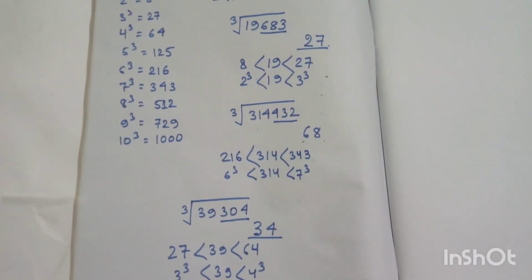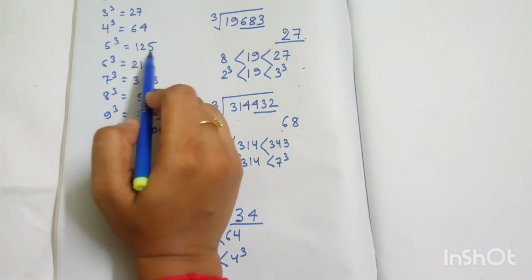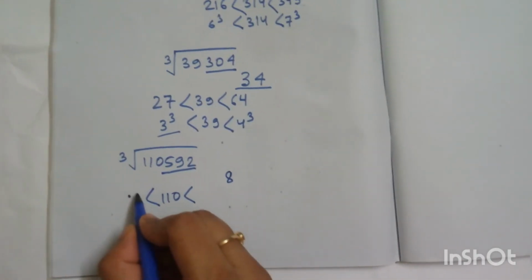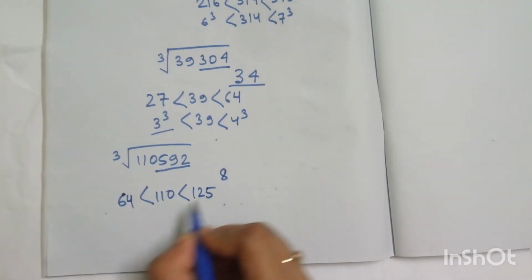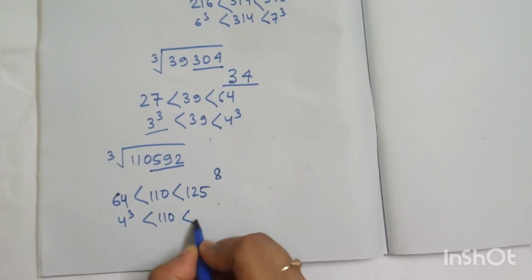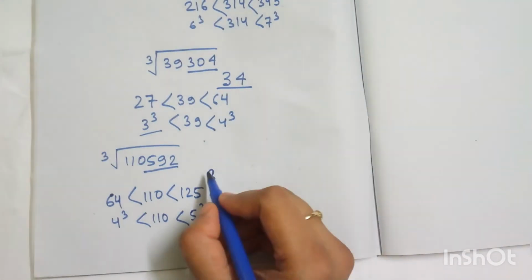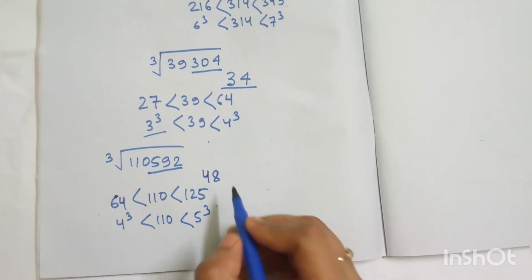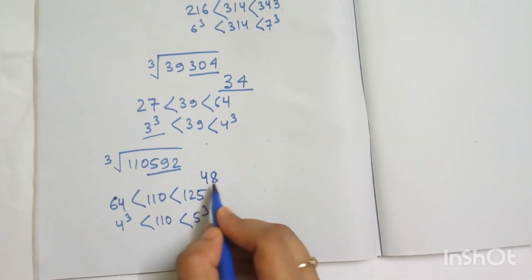You can see it is between 64 and 125. It is 4 cube and it is 5 cube. So the smaller number is 4. So the number will be 48. So the cube root of this number will be 48.